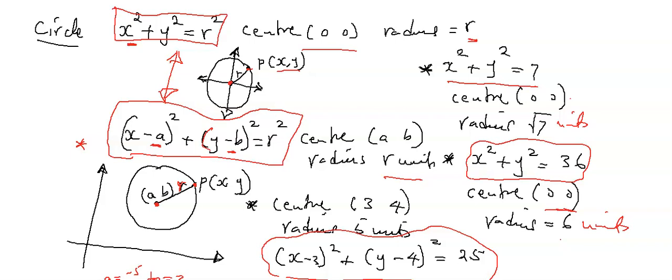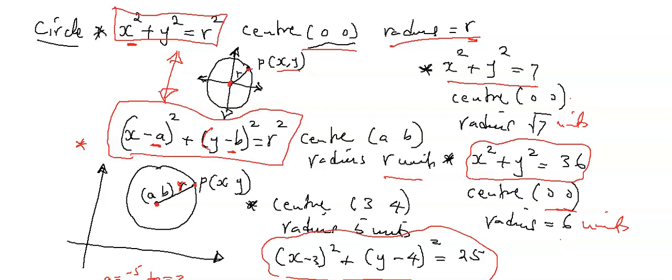This is a continuation of the previous video on circles. In particular, we look at the equations of circles, center the origin (0, 0), and radius r. The equation of such circles is x squared plus y squared is equal to r squared. So we are talking of a circle, center the origin, with a point P(x, y) and radius r.